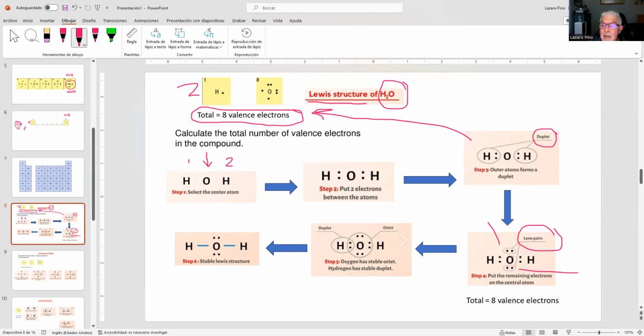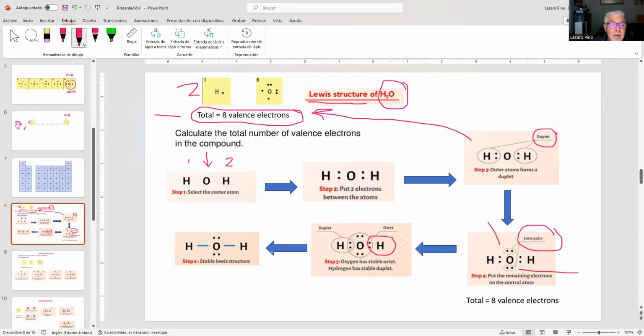Now we can see that I have represented the 8 valence electrons, and now I'm going to see that hydrogen has a duplet. This hydrogen has also a duplet. So both atoms are satisfied. And oxygen has an octet, 8 valence electrons. That is the maximum number of electrons that any atom can admit. So oxygen is also satisfied.